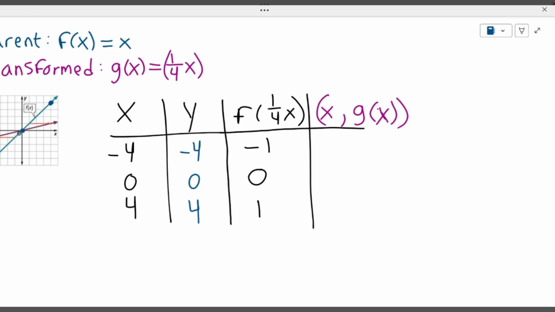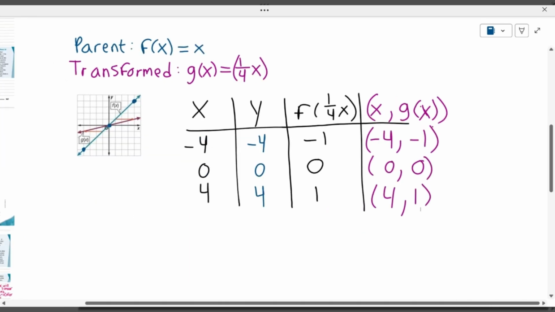coordinate points. So we have -4, -1. We have 0, 0, and we have 4, 1. So there's our 3 coordinate points for our new function, our transformed function.